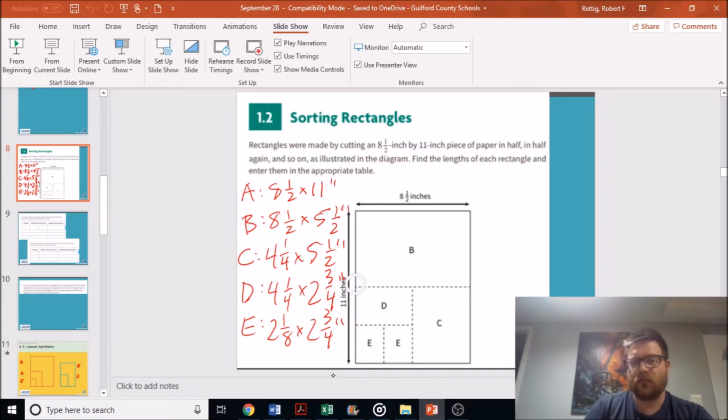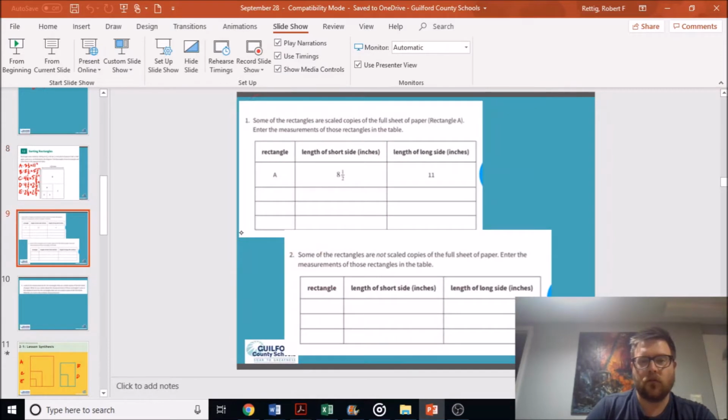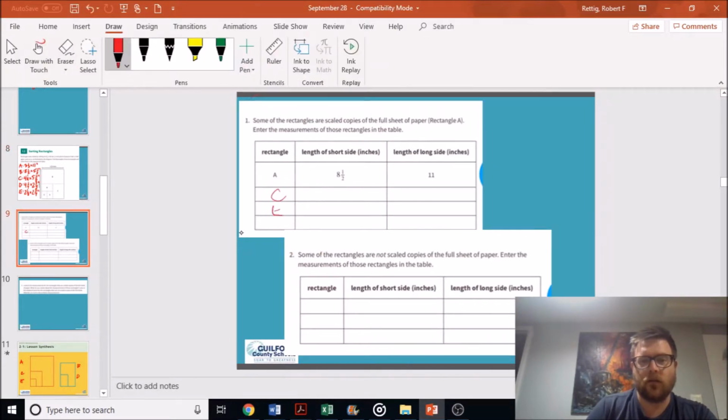D has a shared width of C, but the height is half of C, so that's not a dilation of A or C because only one dimension was cut in half. The last one, rectangle E, we see that E has half the height of C and half the width of C, so we say that E is a dilation of C. So A, C, and E go together. Okay, so A, C, and E, and then B and D.